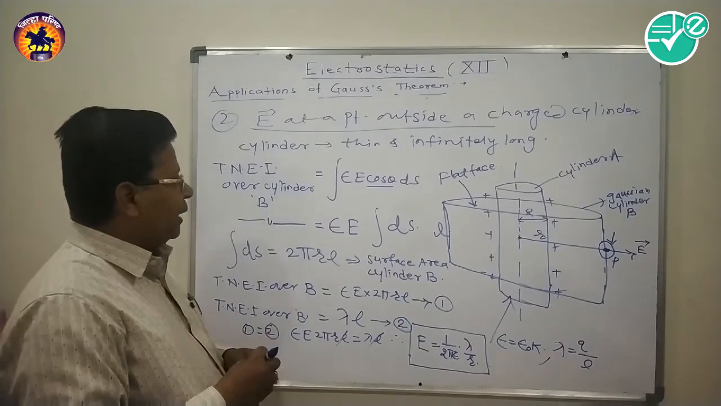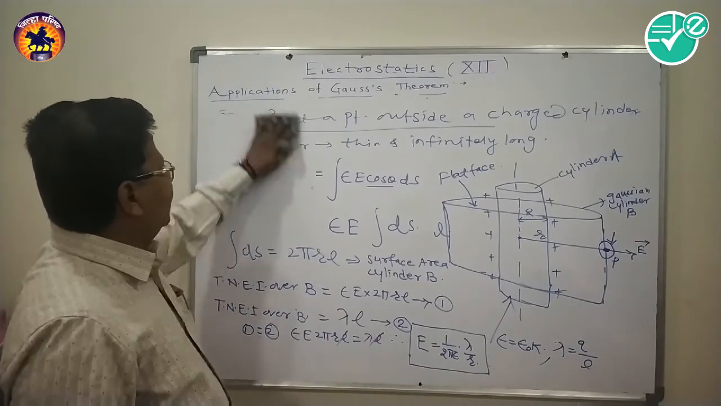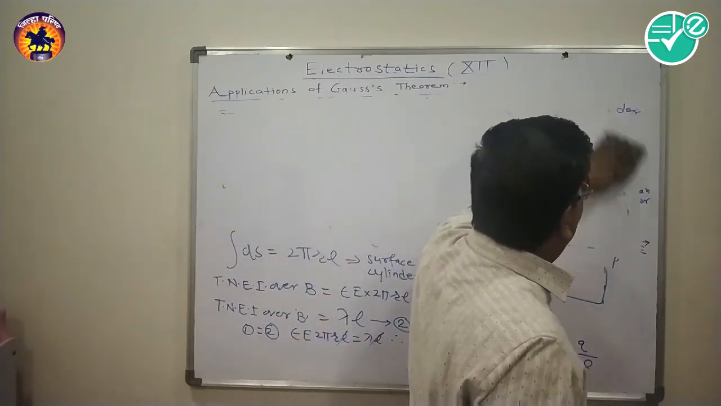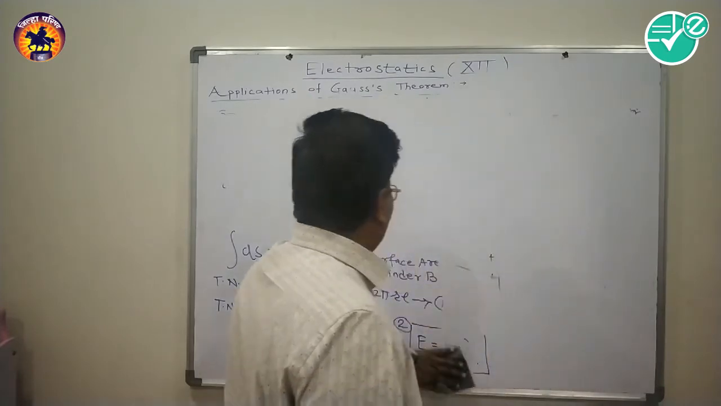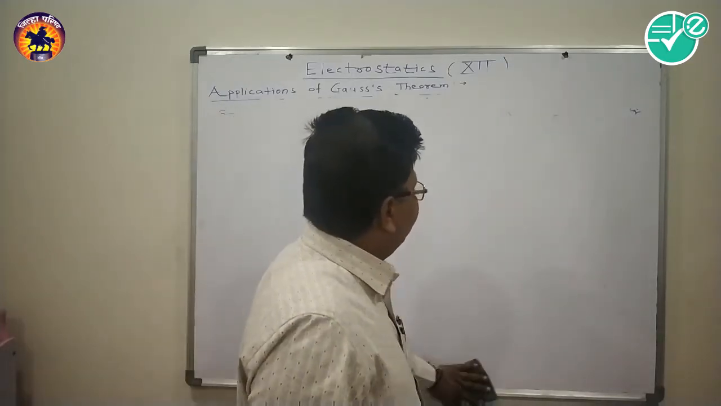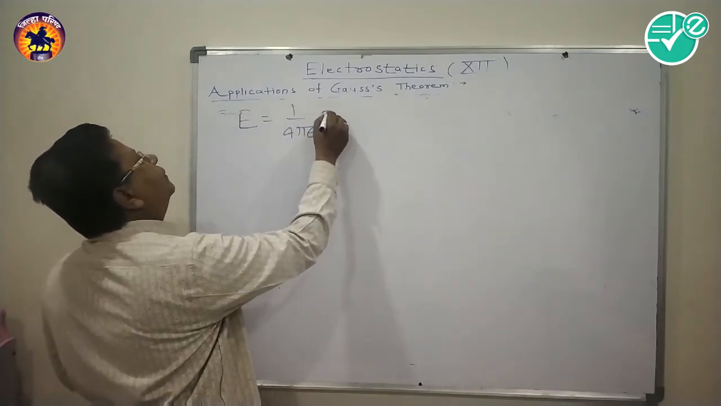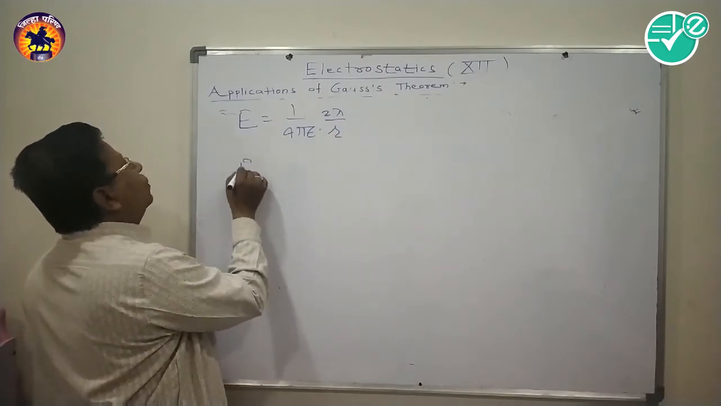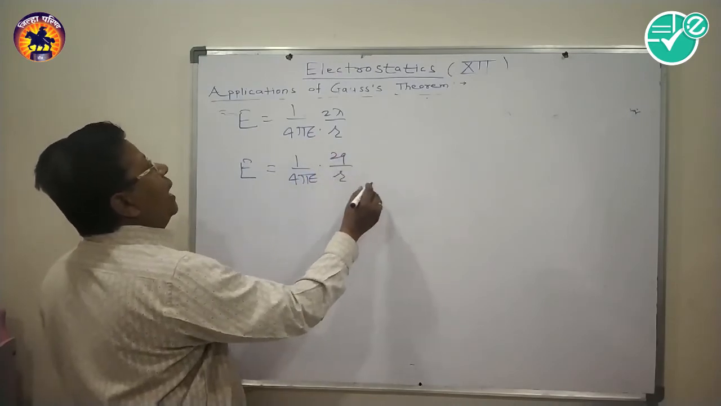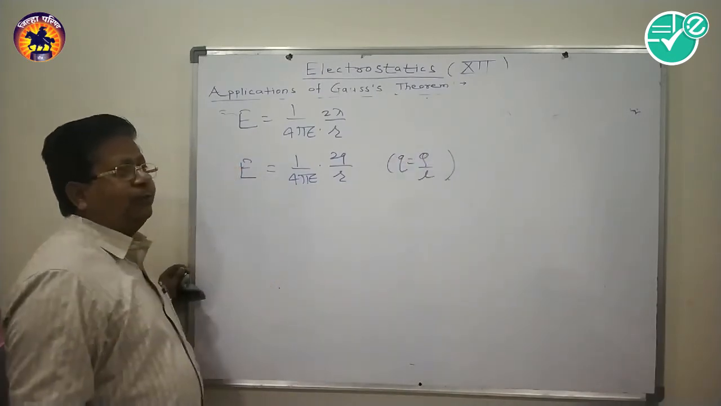And if we multiply and divide the expression for electric intensity by 2, then we will get electric field intensity equal to 1 upon 4 pi epsilon into 2 lambda divided by small r. Again, this electric intensity can also be written as E is equal to 1 upon 4 pi epsilon into 2q divided by r, where this q is equal to capital Q divided by L, charge per unit length.